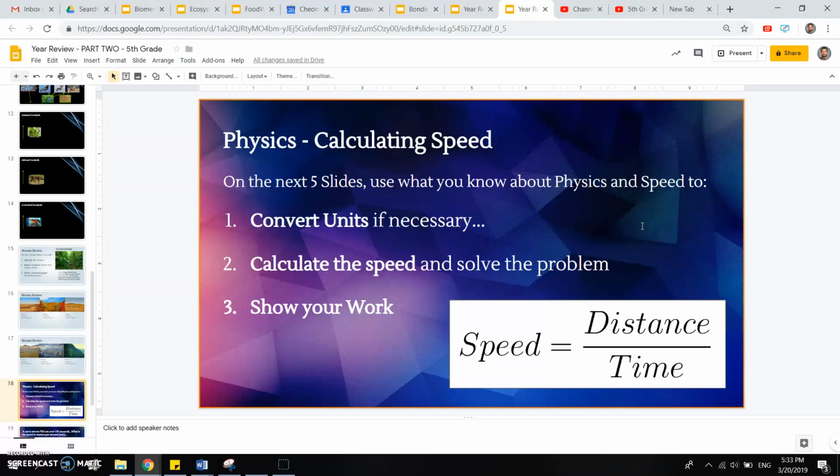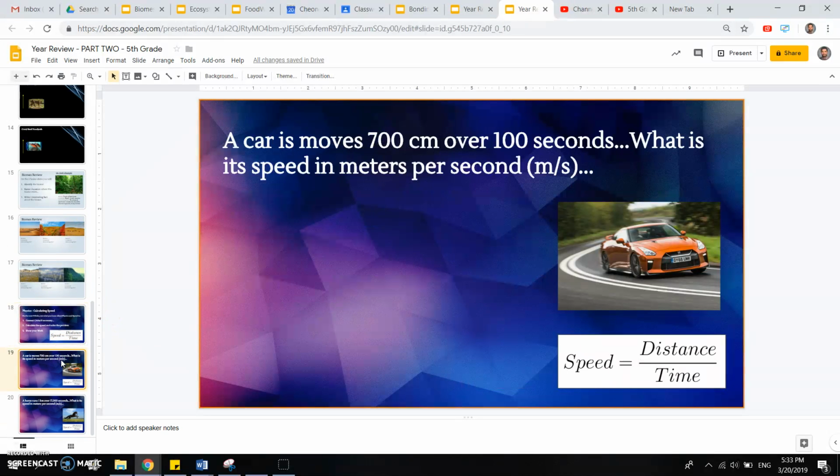This is what we're doing right now in class, or what we were doing before break. It's basically converting units if we need to, calculating speed, and showing our work. So to get speed, we'll use that formula: speed equals distance divided by time. This time you guys are going to be using word problems. So let's take a look at one.